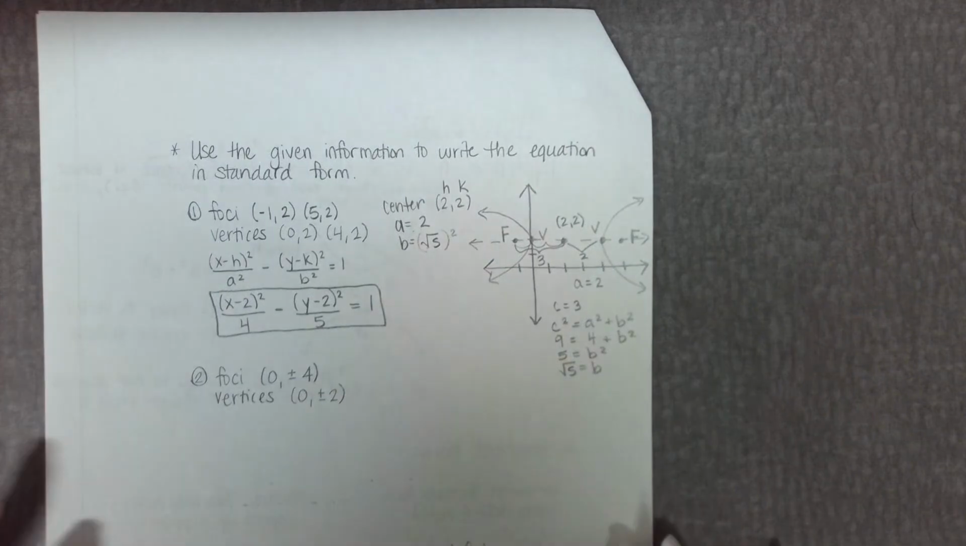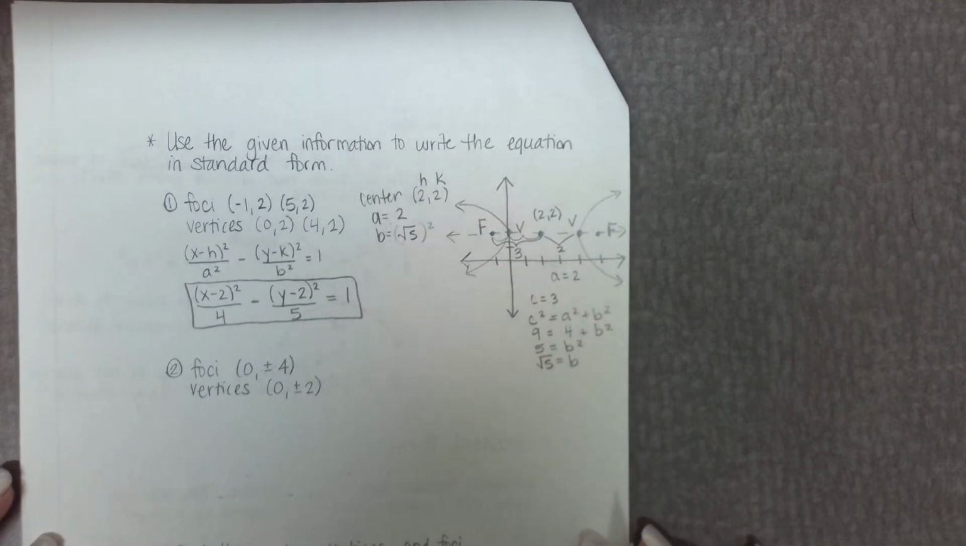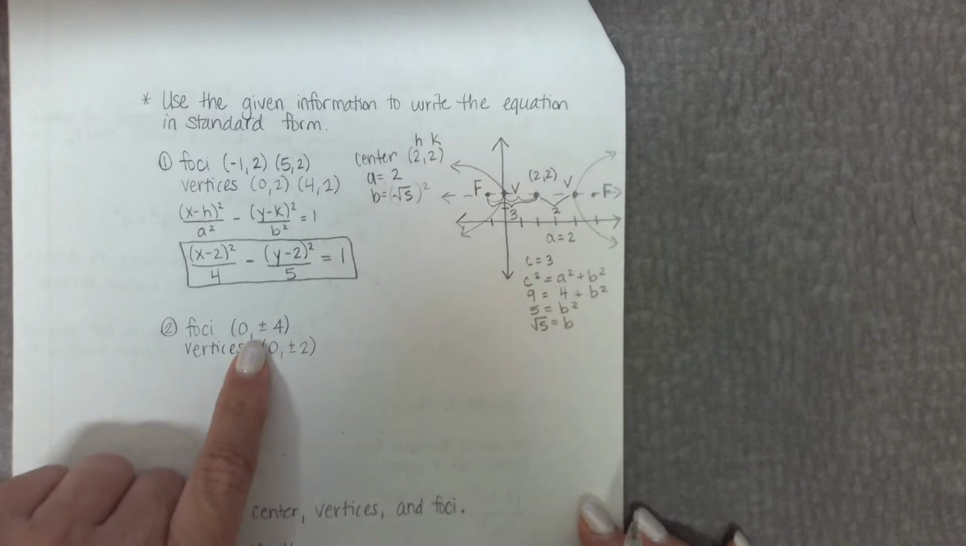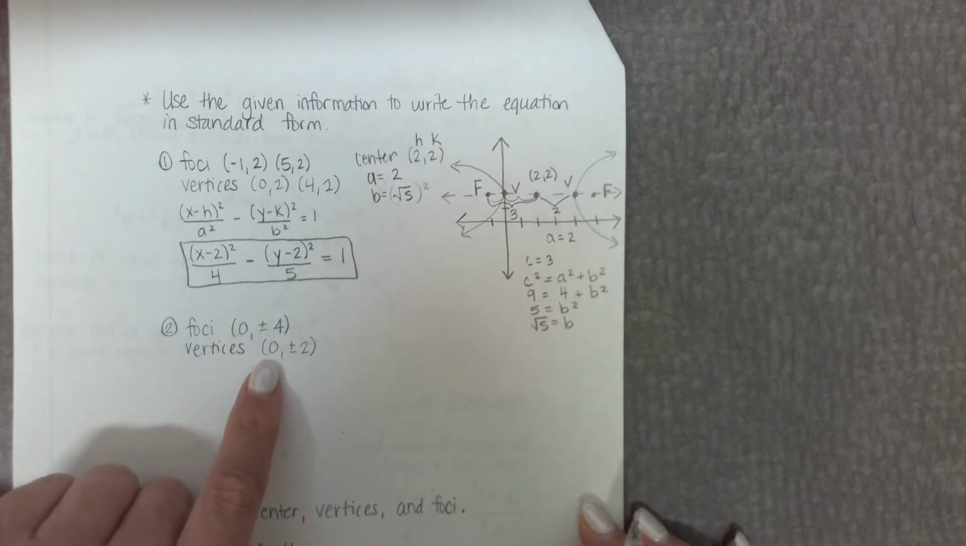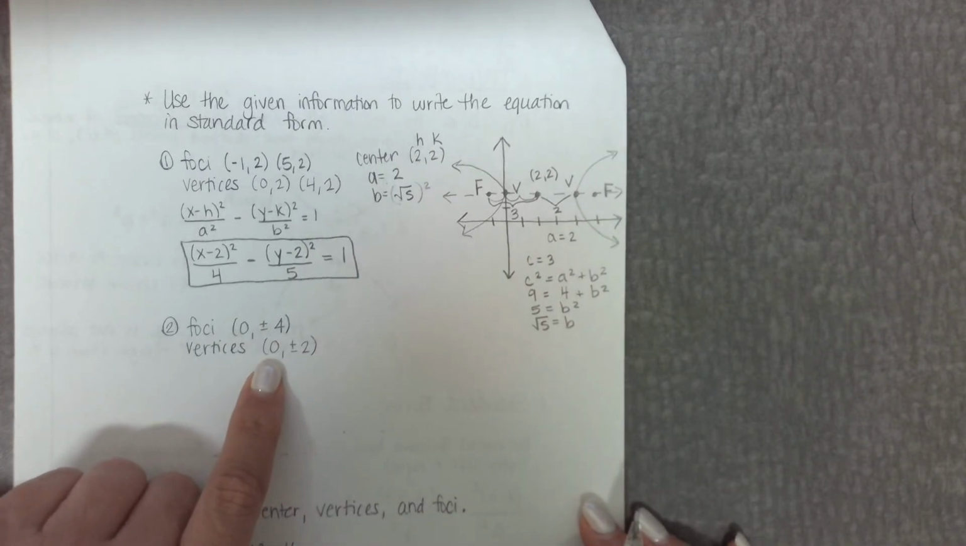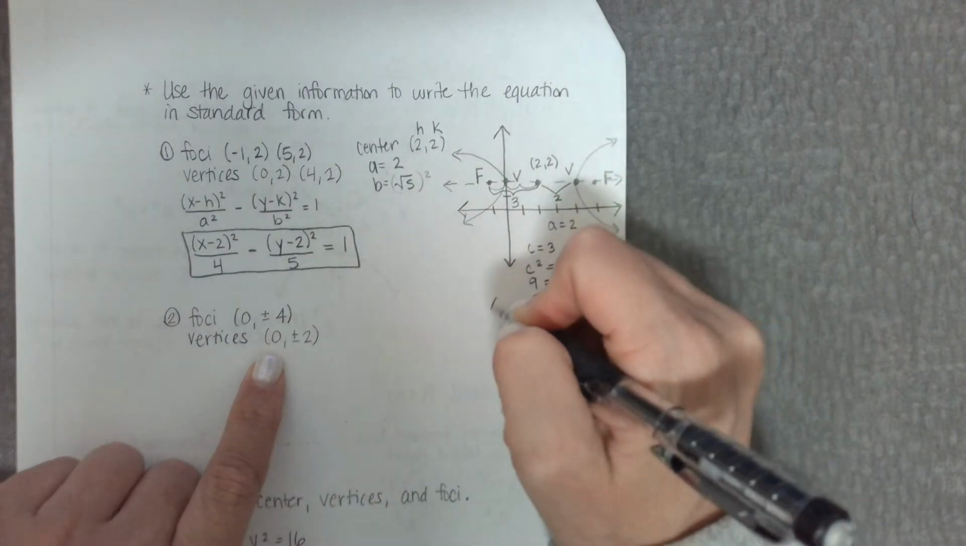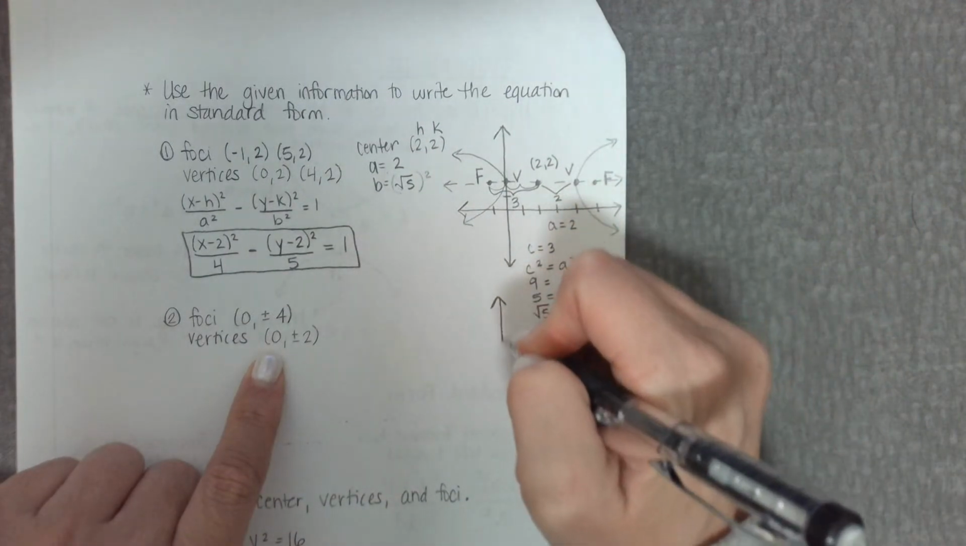Okay, let's look at number 2. Now, for number 2, we have foci at 0, 4 and 0, negative 4, and vertices at 0, 2 and 0, negative 2. Okay, let's draw that out so we can see exactly how everything's going to line up.